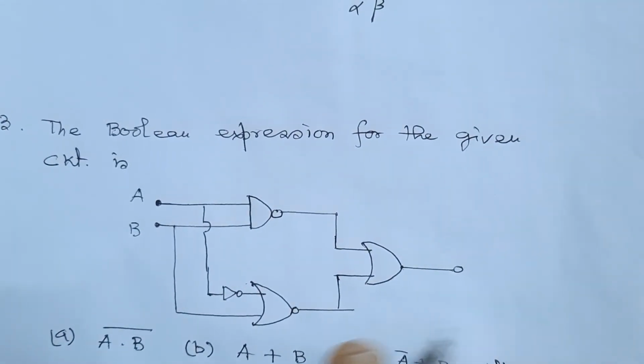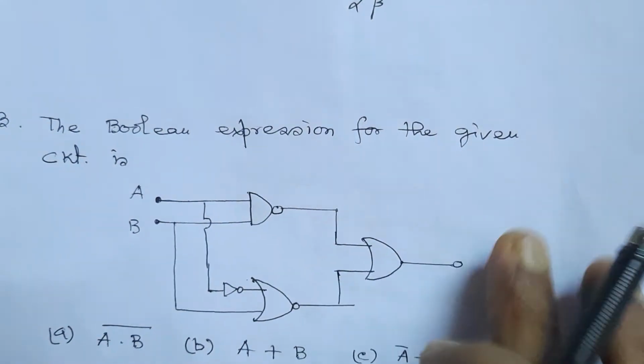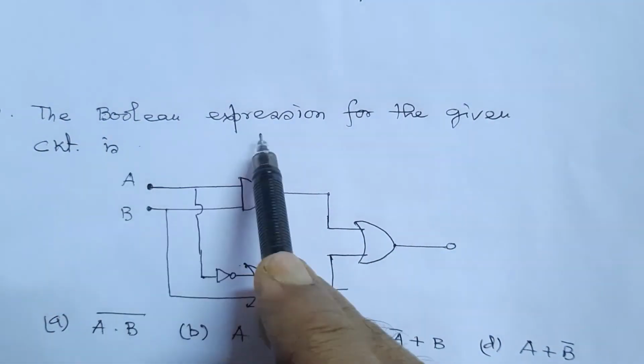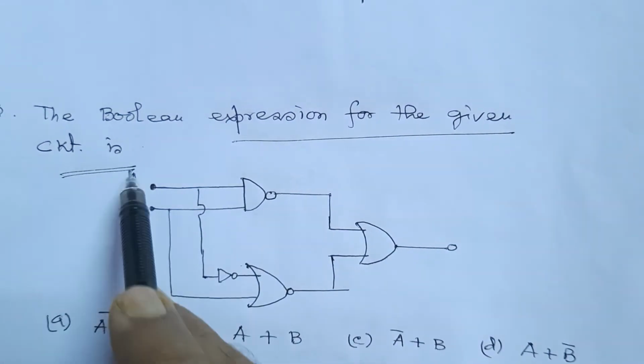Now let us see question number 43. Here is a gate circuit question. The Boolean expression for the given circuit is asked.